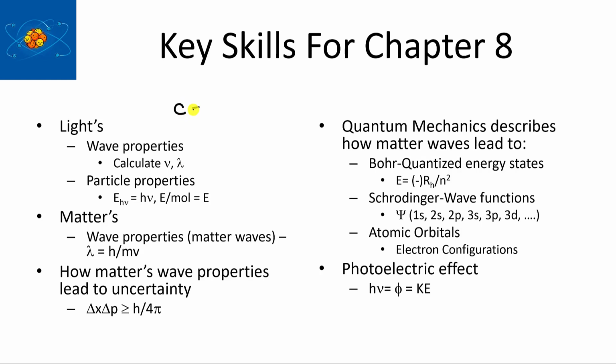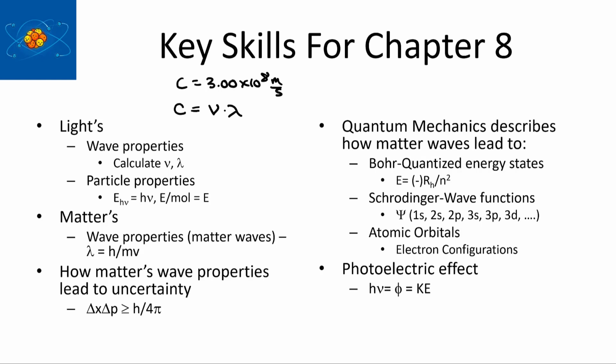c, the speed of light, is equal to lambda nu, and c is equal to 3.00 times 10 to the 8th meters per second. And so you can calculate wavelength, lambda, from the frequency because c is a constant, or you could calculate frequency from the wavelength, again using a rearrangement of the equation.